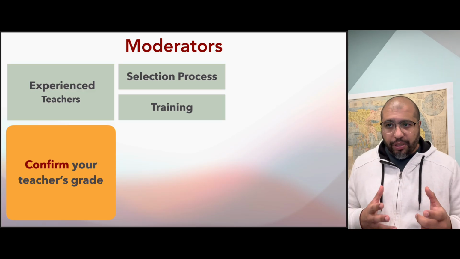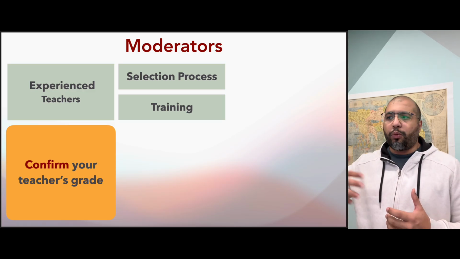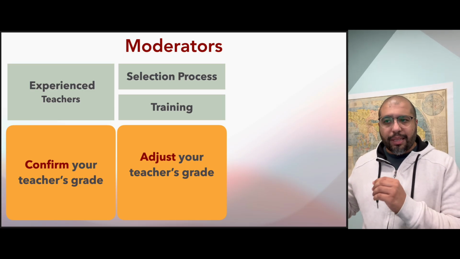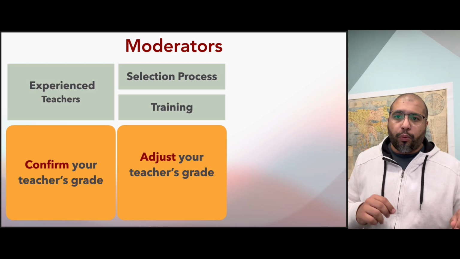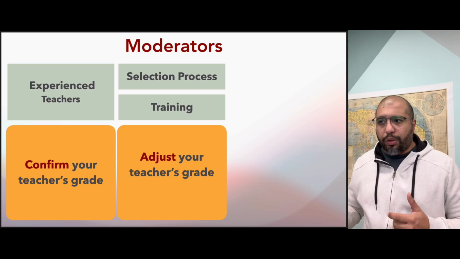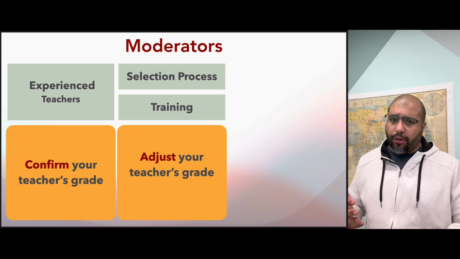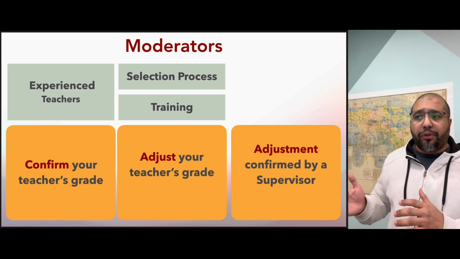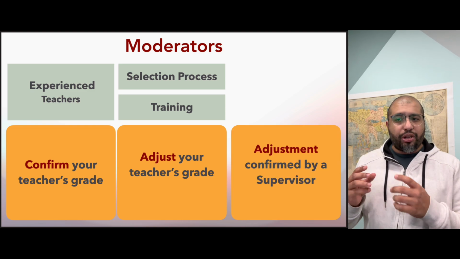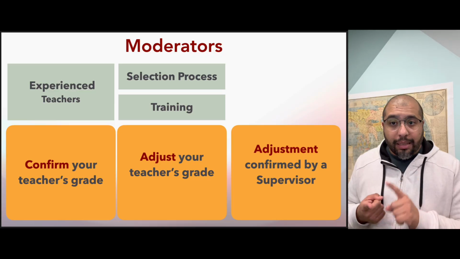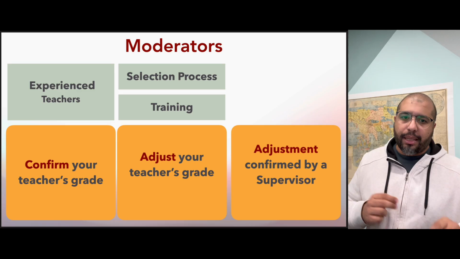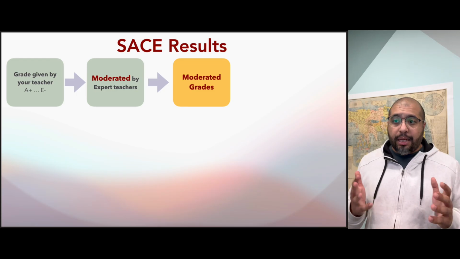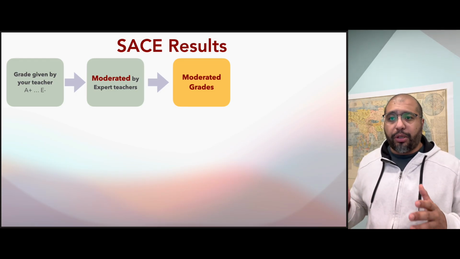If the evidence is sufficient, then the moderators will confirm the grades awarded by the school teacher. But if the evidence of learning in the student's assessments does not match the grade awarded by the school teacher, the moderators would make an adjustment to the teacher's grade. And always keep in mind that adjustments can go up or can go down. And every time a moderator recommends an adjustment, the adjustment will be inspected by the subject supervisor before it is final. And this is how we get moderated grades. And it is these moderated grades that will be used to determine your ATAR.